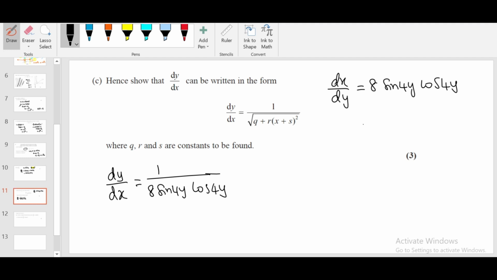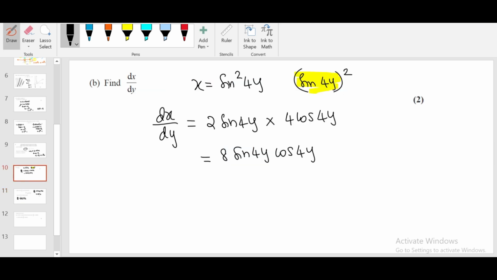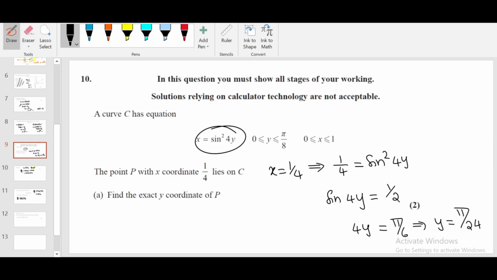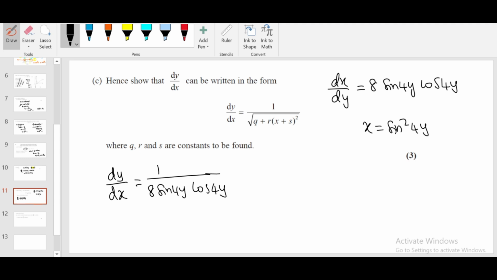Okay, the original function was x is equal to sine square 4y. Wait, was it sine square 4y? Yes, sine square 4y. So sine 4y will be square root of x. Square root of x is sine 4y. So we can replace this sine 4y by square root of x. And then, how do we find cos 4y? Cos square 4y is, we know cos square is 1 minus sine square.